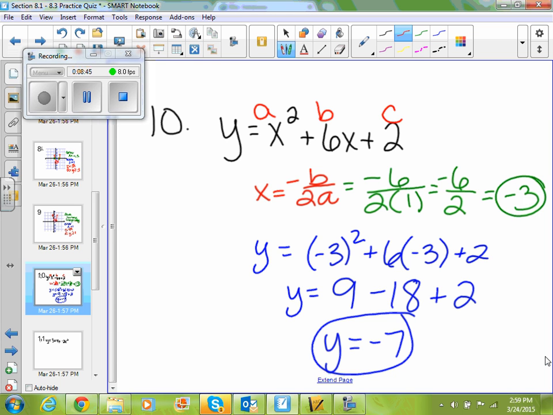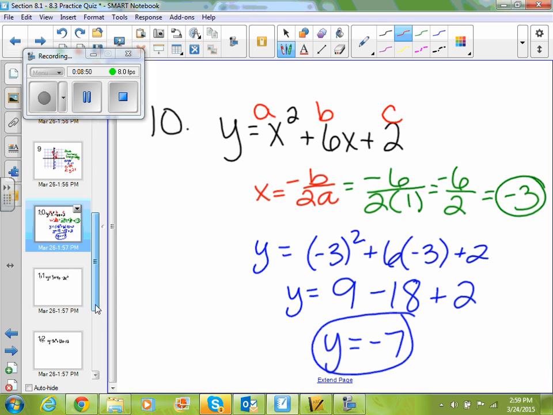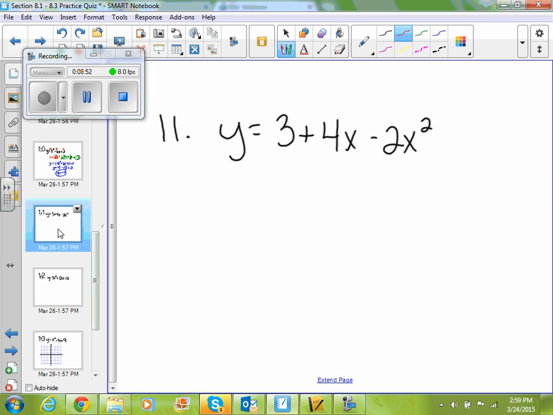Okay, any questions on number 10? Then on number 11, I get y equals 3 plus 4x minus 2x squared. I'm still using x equals negative b over 2a. Remember, a is the number in front of your x squared, so this one is backwards. A is at the end. B is the number in front of your x, and c is your constant. You have to pay attention to how it's written.